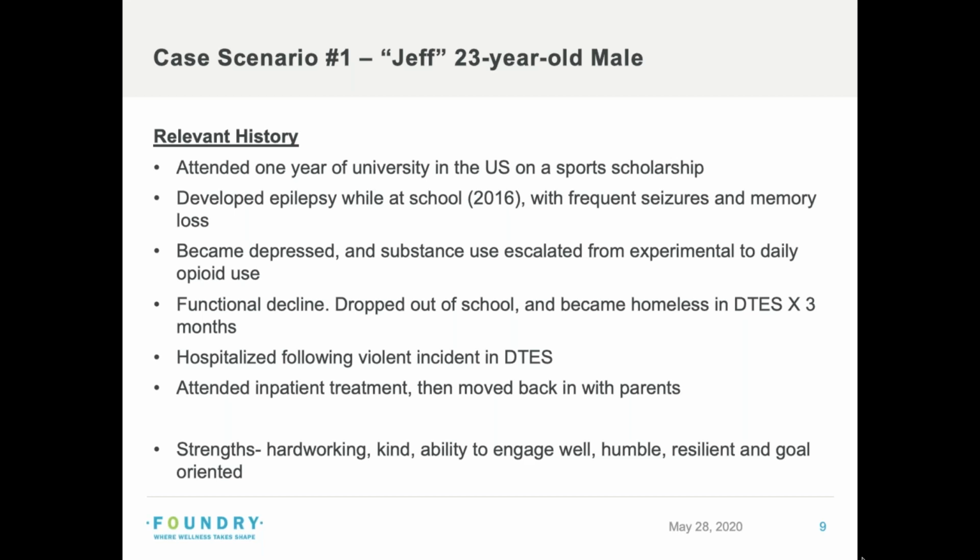He became quite depressed, and his substance use escalated to daily opioid use. That led him to become homeless in the downtown east side. He was hospitalized following a violent incident in the downtown east side, which is how he first came into contact with us, through VGH, where Dr. Azar, who's the medical lead for our team, works. He attended an inpatient treatment program and then moved back in with his parents, and then came to us to talk about Sublocade. Just some strengths about Jeff: he's a very hardworking, kind individual. He's resilient, very insightful, and just a really great youth to get to know and work with.